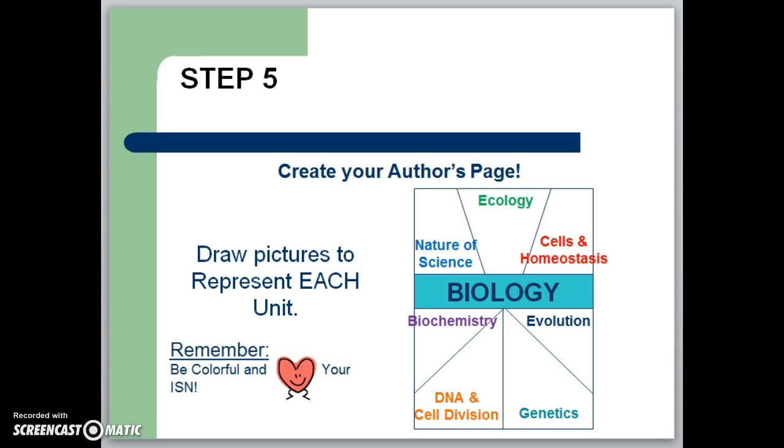Alright, the last step is step 5, creating your author's page. So if you flip back just to the first piece of paper inside your notebook, we left it blank. You are going to separate out the sheet into the 7 units of biology. First we'll have nature of science, then ecology, cells and homeostasis, biochemistry, evolution, DNA and cell division, and genetics.